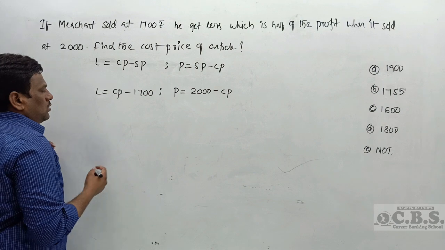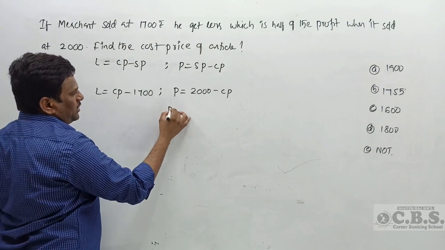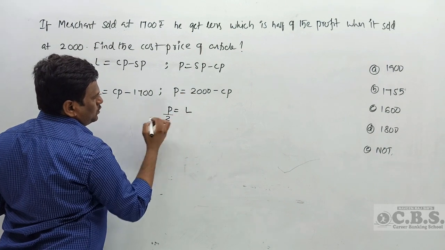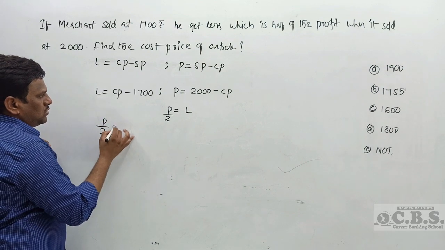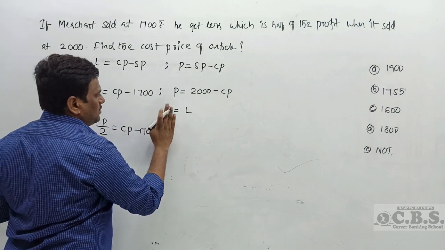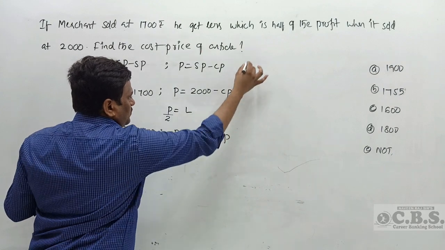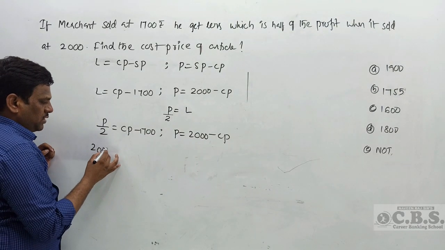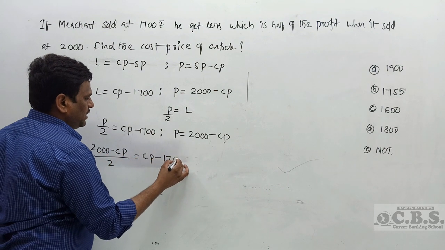This loss is equal to half of the profit. Therefore the loss is equal to profit divided by 2. Substitute into this equation: profit divided by 2 is equal to cost price minus 1700. Profit is equal to 2000 minus cost price. Now substitute into this equation: (2000 minus CP) divided by 2 is equal to CP minus 1700.